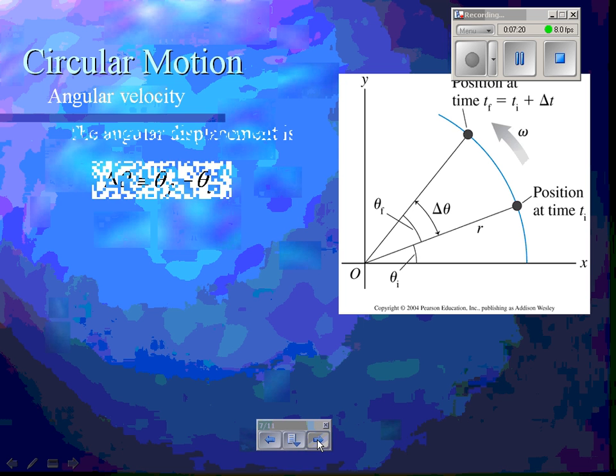Just like in linear motion, we have angular motion measurements as well, where we can measure angular displacement, angular velocity, and angular acceleration. This is how we can measure angular displacement. When we talk about linear displacement, what did that look like equation-wise?